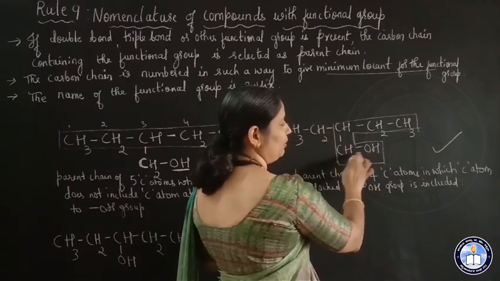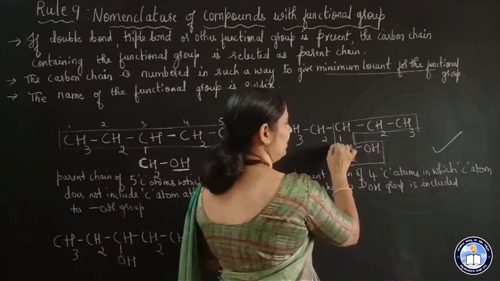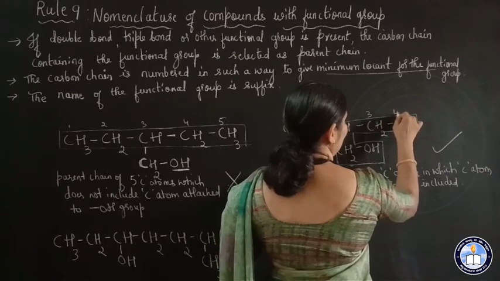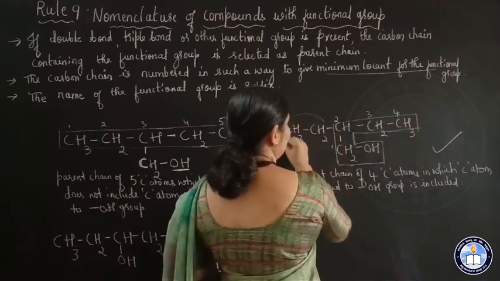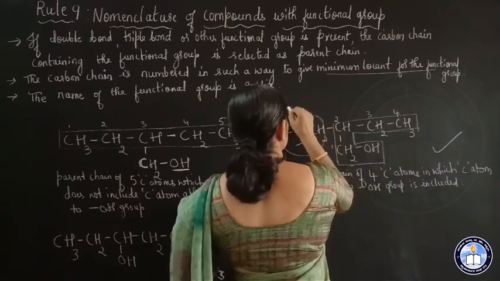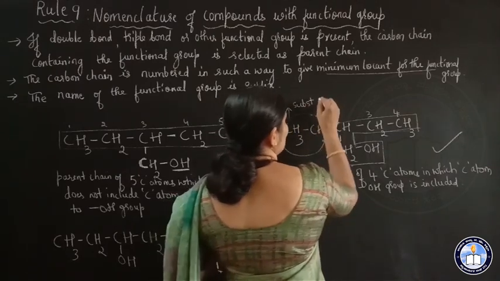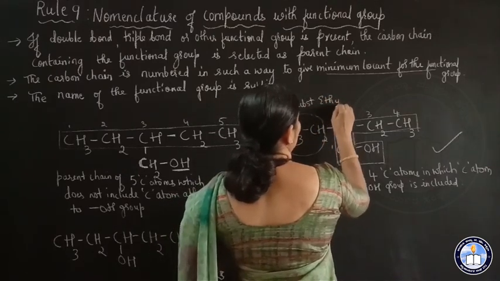So now how do you have to number this parent chain? The carbon atom to which the functional group is attached should get the lowest number. 1, 2, 3, 4. Then what will this be? This will be the substituent. 2 carbon atoms, so this substituent is the ethyl substituent.